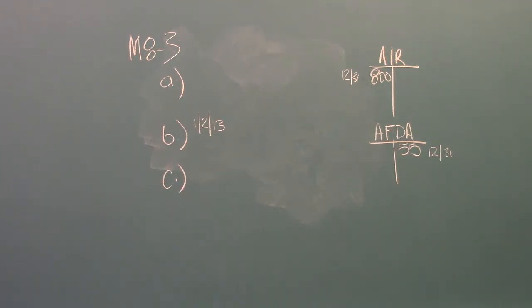Okay, the next one on our list is M83. M83 says at the end of 2012, Extreme Fitness has adjusted balances of $800,000 in accounts receivable and $55,000 in allowance for doubtful accounts. On January 2nd, 2013, the company learns that certain customer accounts are not collectible, so management authorizes a write-off of these accounts totaling $10,000.